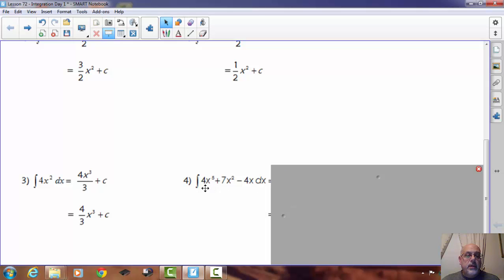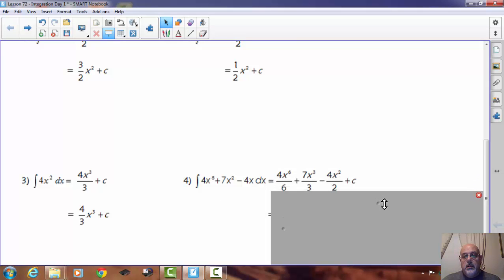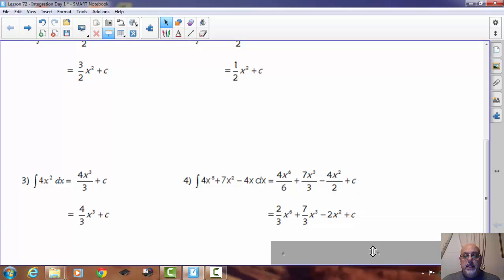And if we now take a look at the fourth one, this one's a little longer. The antiderivative of 4x to the fifth plus 7x squared minus 4x. So, take all the exponents, add 1, divide by the new exponent, just like we've been doing in class. Don't forget the plus c. So we clean that up, and the antiderivative, or the integral, of 4x to the fifth plus 7x squared minus 4x is 2/3 x to the sixth plus 7/3 x cubed minus 2x squared plus c. So that's an indefinite integral because we're not looking for an upper and lower limit.